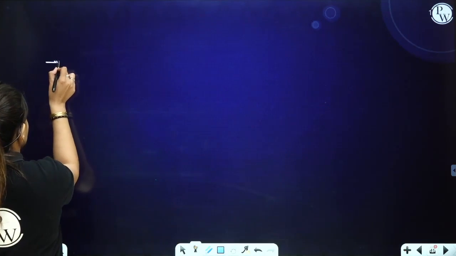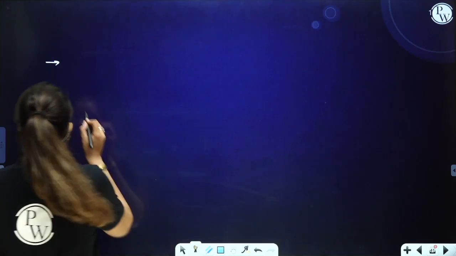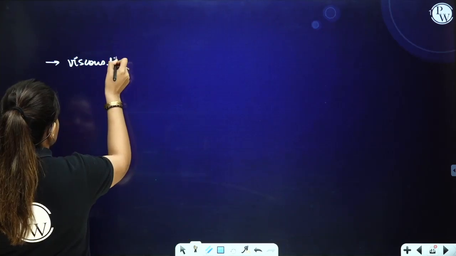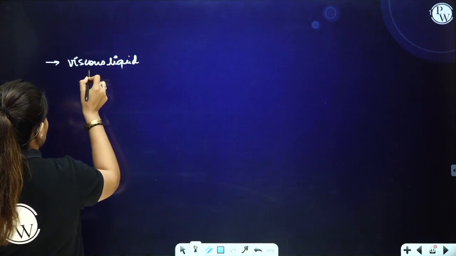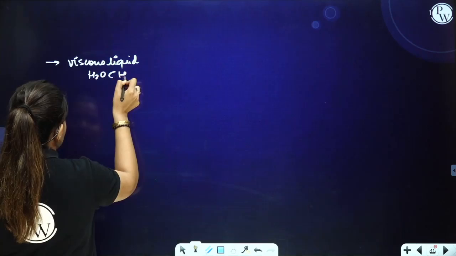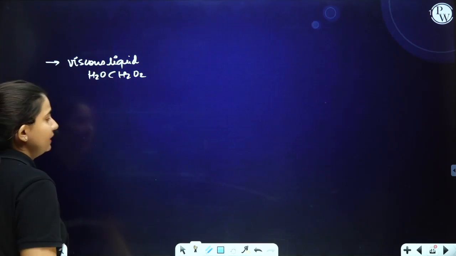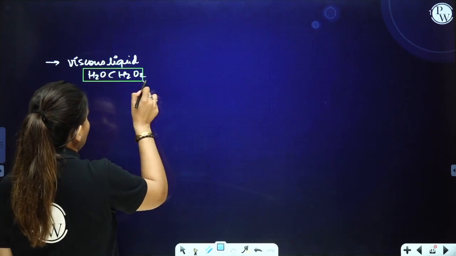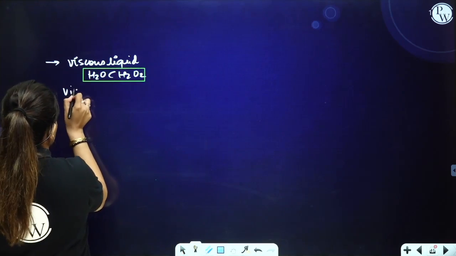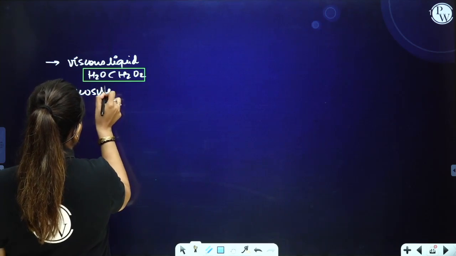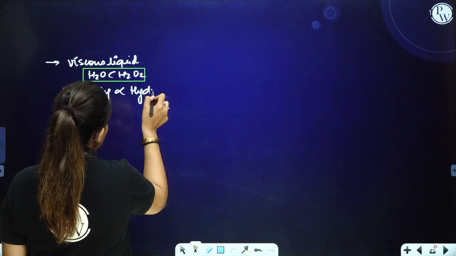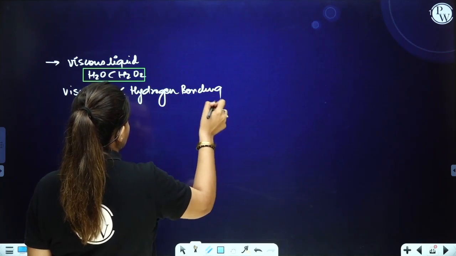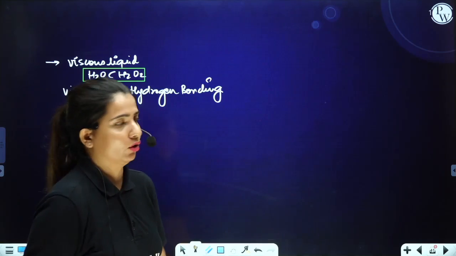The next important thing we need to understand for H2O2 is that it is a viscous liquid. It has higher viscosity even than water. What could be the reason responsible for that? Why does H2O2 have higher viscosity than water? The reason is hydrogen bonding. The greater the number of hydrogen bonds, the greater is the viscosity.